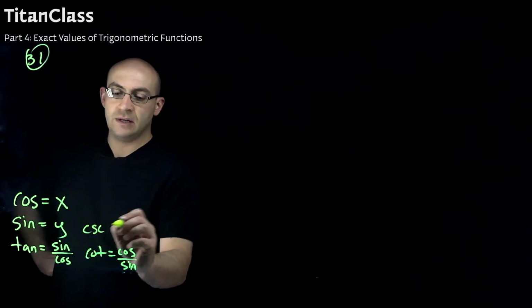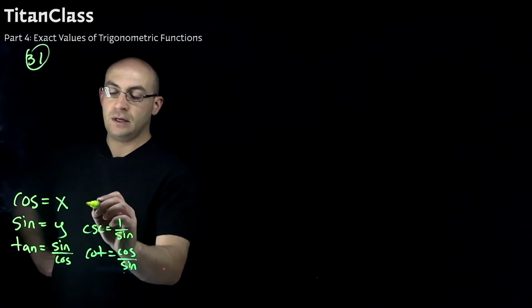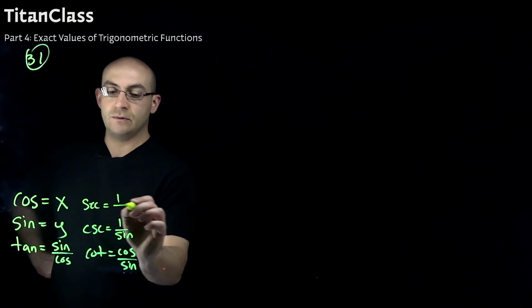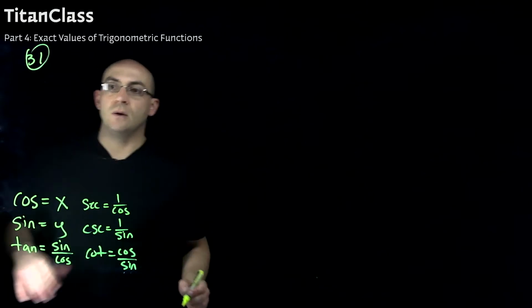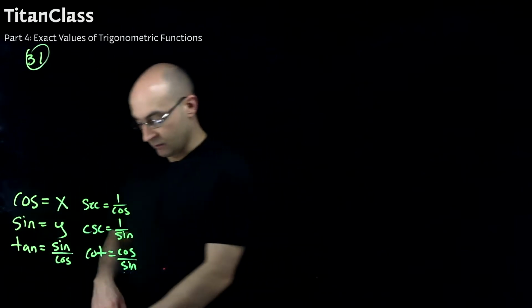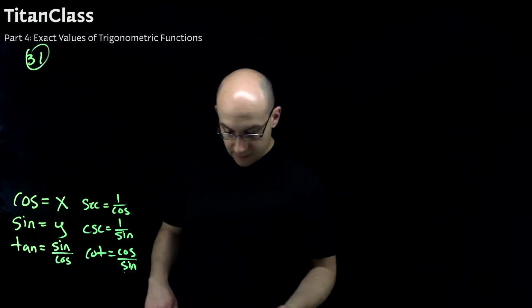Sine's inverse is cosecant, so that's 1 over y, or 1 over sine. And cosine's inverse is secant, which is 1 over cosine. Okay, so I'll leave that there so it helps us remember our values, and let's get started.